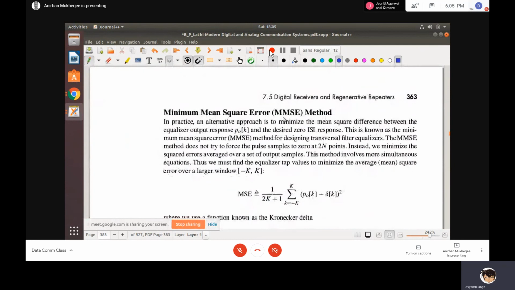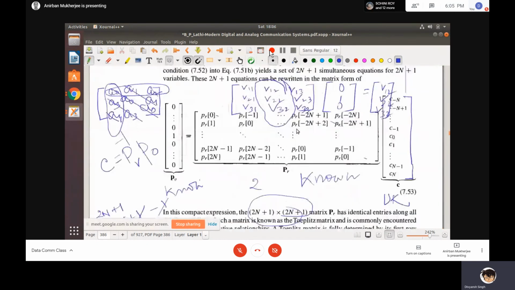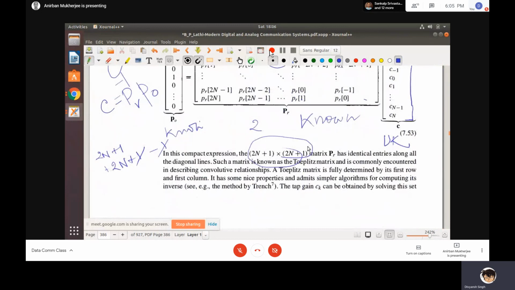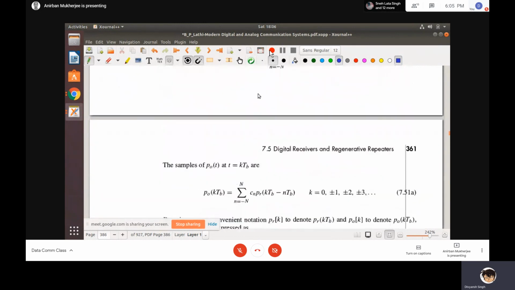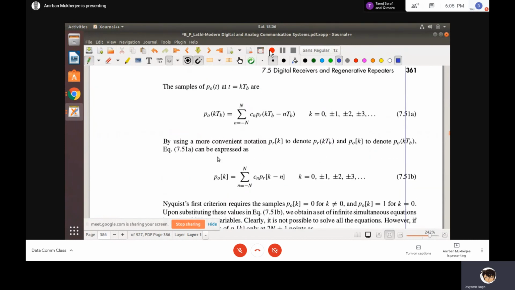Next, maybe on Monday we will talk about the minimum mean square error equalizer. It is another equalizer. Here you see that we have taken 2n plus 1 cross 2n plus 1. That means I have taken the data at 2n plus 1 number of points. You are getting P0(kTb) equal to the required value at the sampling points.